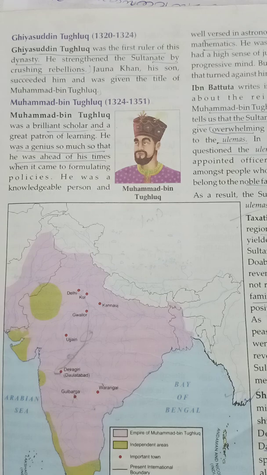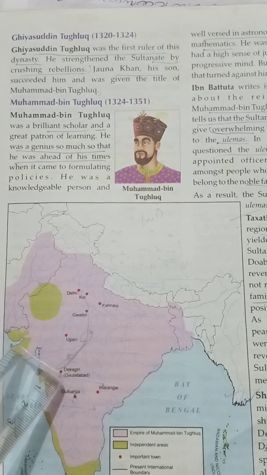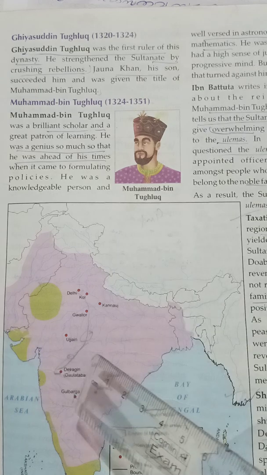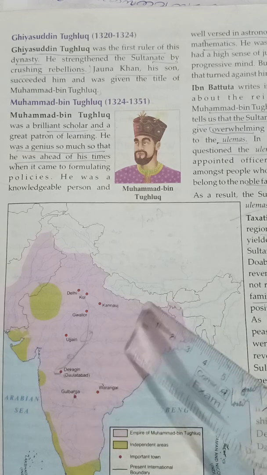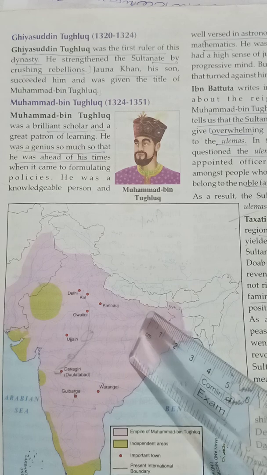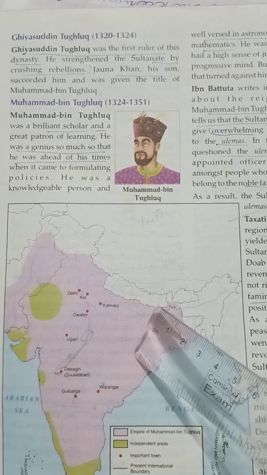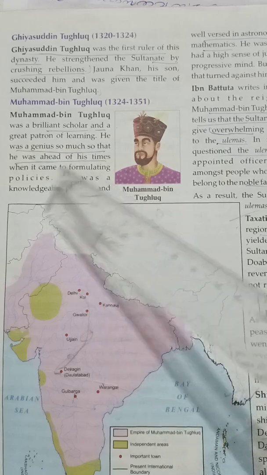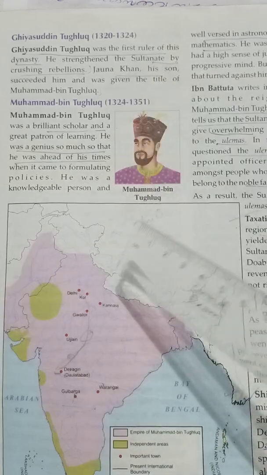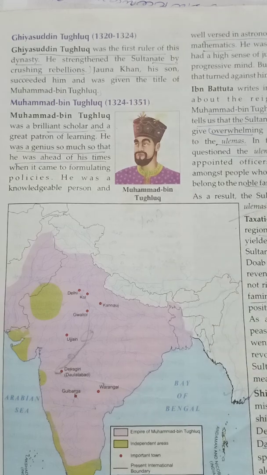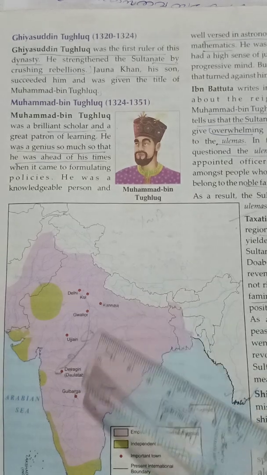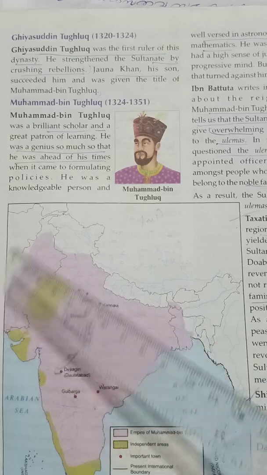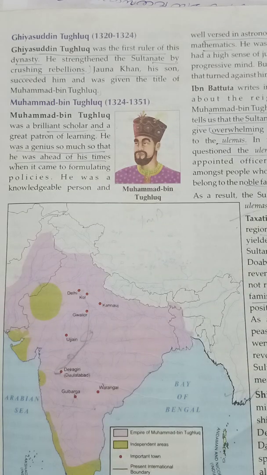Just look at the map here. In the old textbook, one map is given. This is Muhammad bin Tughlaq, one of the important Sultanate rulers and a Delhi Sultan. He annexed all these areas. Look here, all these areas he annexed. So almost the full subcontinent; that means he was controlling all parts of the subcontinent.